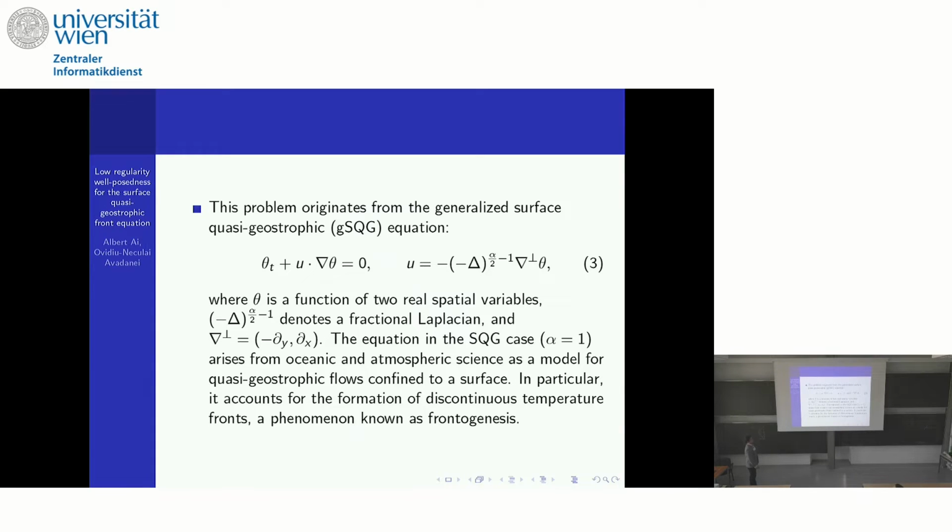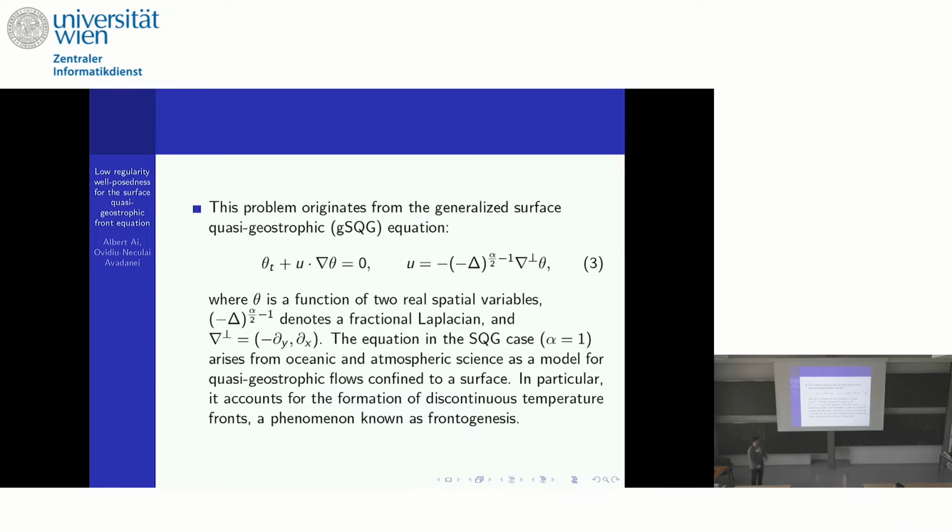These come from the generalized surface quasi-geostrophic equation, which consists of a transport equation where a scalar quantity, θ, which you can think of as a temperature, is affected by a velocity field u, which in turn is given by a Biot-Savart law. Namely, u is minus the Laplacian to the power α/2 minus 1 applied to ∇^⊥ θ, where ∇^⊥ is (−∂_y, ∂_x). θ is a scalar function of one time variable and two real spatial variables, and minus the Laplacian to the power α/2 minus 1 is just a fractional Laplacian.